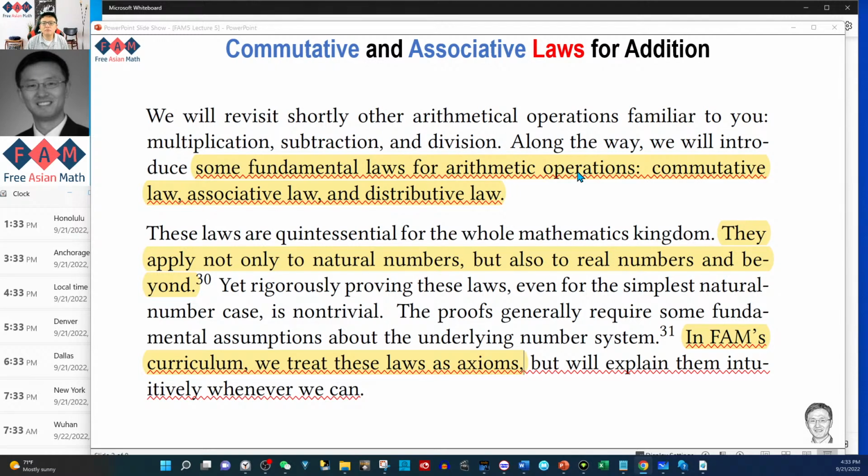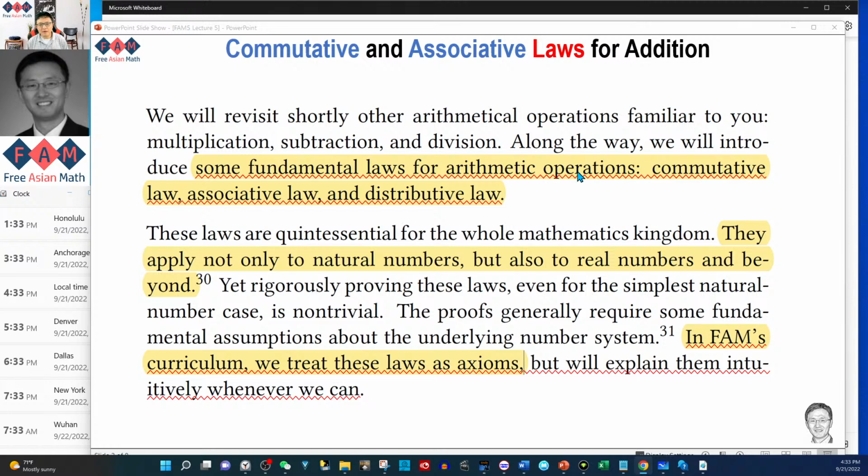Because, as we will study just a couple of lectures down the road, multiplication is nothing but repeated addition as far as natural numbers are concerned. Remember, right now we are only talking about natural numbers, not even negative numbers.